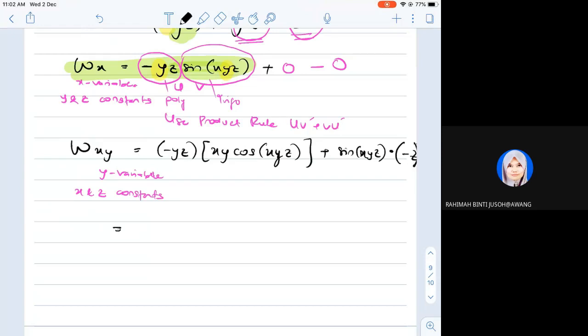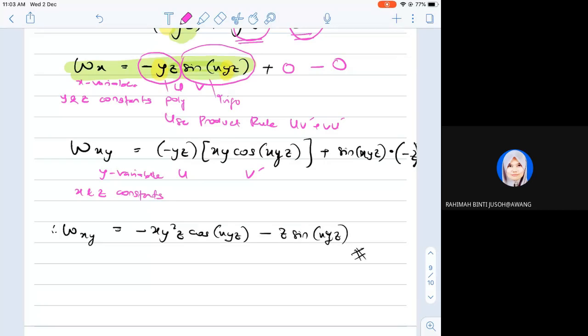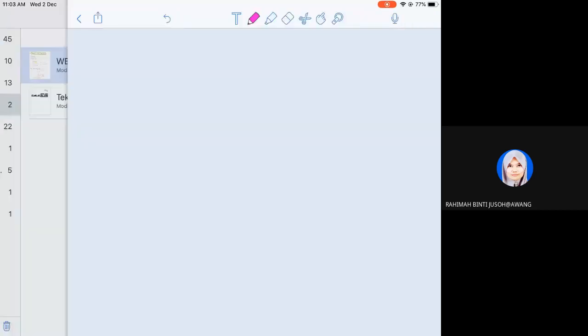Okay, so we will have, therefore, wxy equals to negative xy squared z cos xyz, and then the one earlier is minus because negative z, so minus z sin xyz. So that's it. That's the answer. Understand, guys? Yes. Okay, so this is your u, this is v prime, this is v, this is u prime.